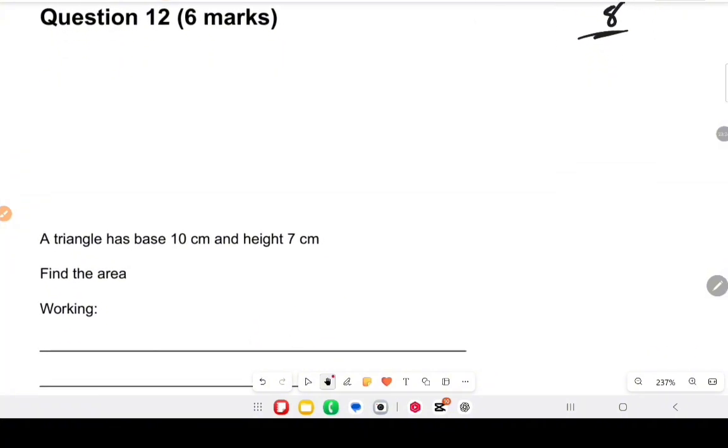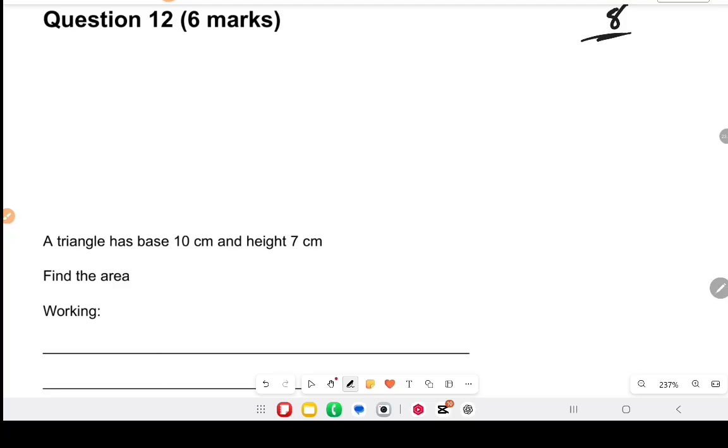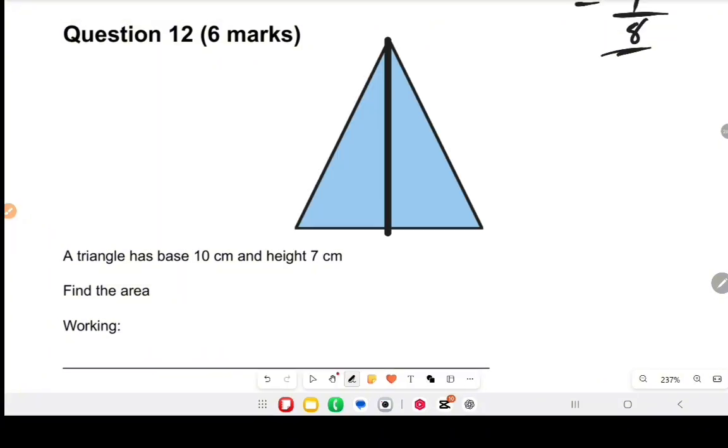It is talking about a triangle that has a base 10 cm and height 7 cm. Find the area. We have to work it out. Now let's assume this triangle is not scaled. Then the base of this triangle is 10 cm, then the height is 7 cm. Don't mind the way the diagram looks. The height looks as if it's longer than the base, but let's ignore that.